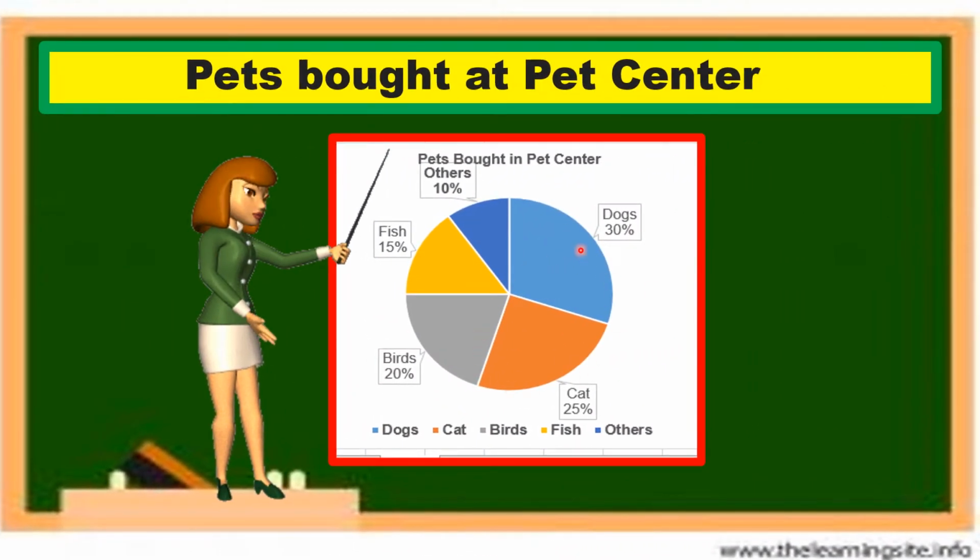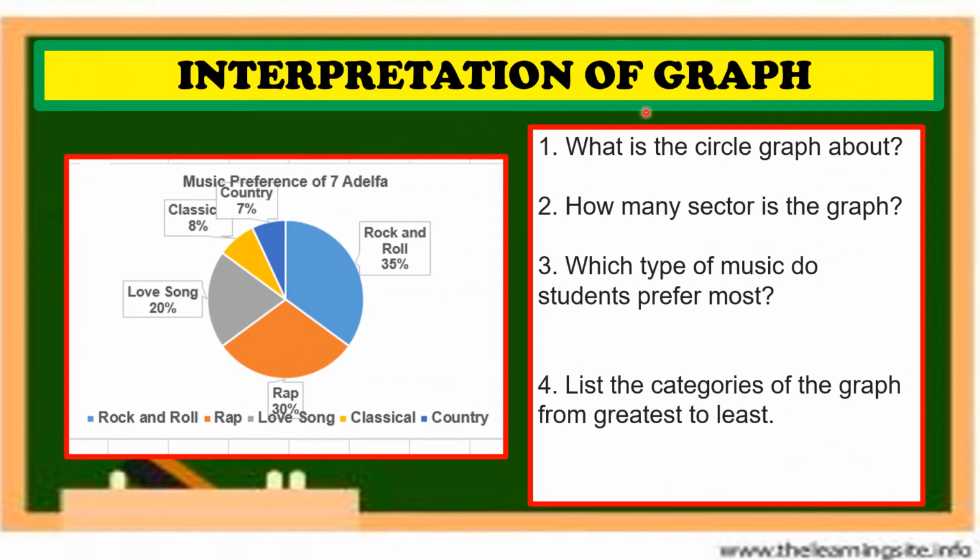Another way of making a circle graph or pie chart is to put the percentage and the label outside the circle. Do not forget to put a title and put a legend, the color that represents the dogs, the cats, the birds, the bees, and others. Presentation of the graph. We have this circle graph, and we need to answer the following problem.